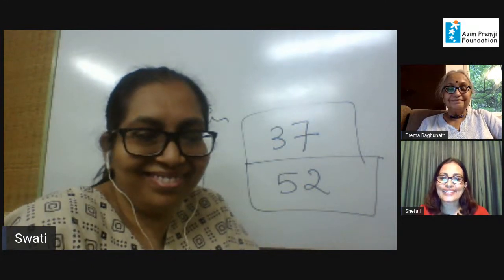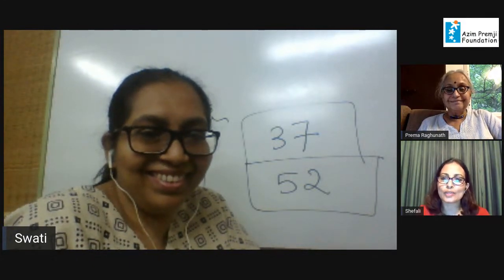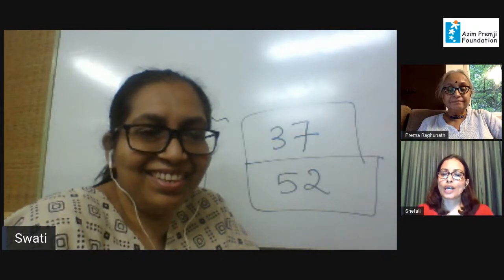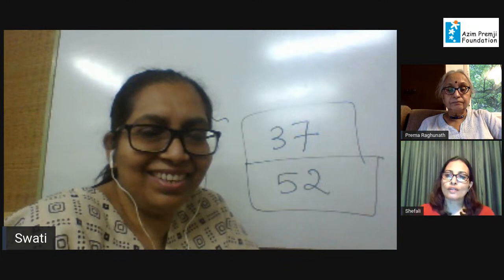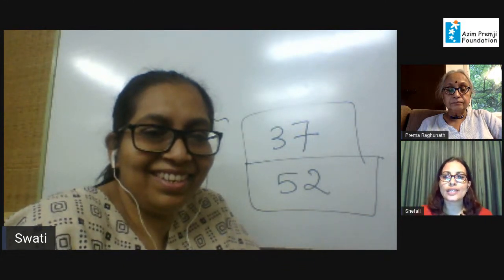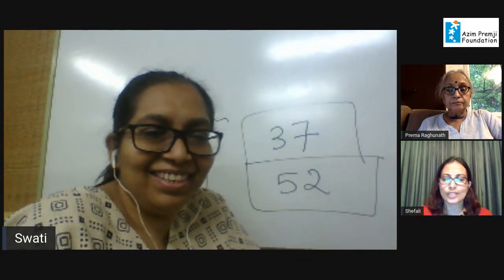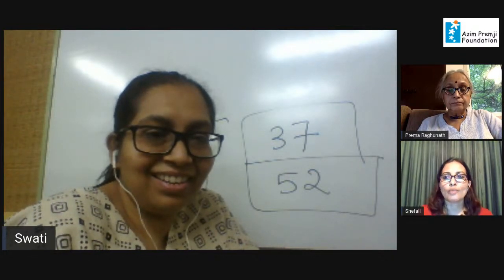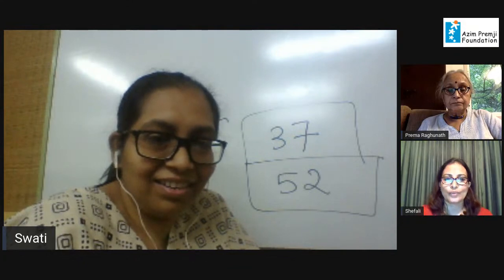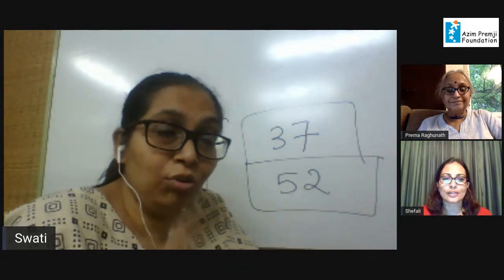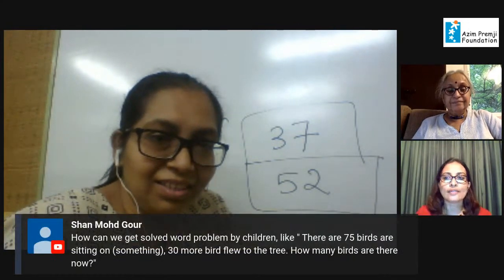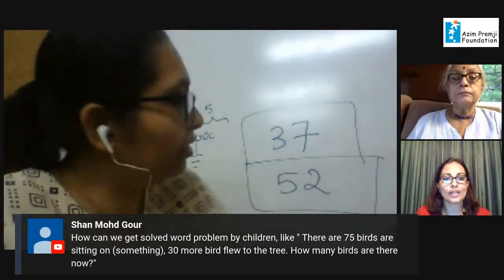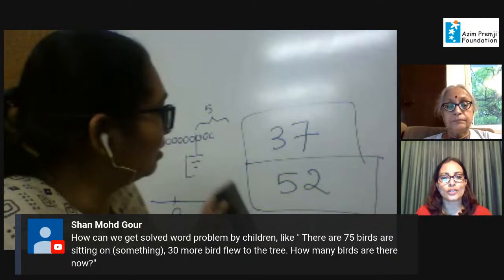Yeah, very interesting, Swati. There is a question by Shan Muhammad Gaur about how we can get children to solve a word problem. Like, there are 75 birds sitting on a tree. 30 more birds flew to the tree. How many birds are there now? There were 75 birds on the tree, and then 30 more flew into it.